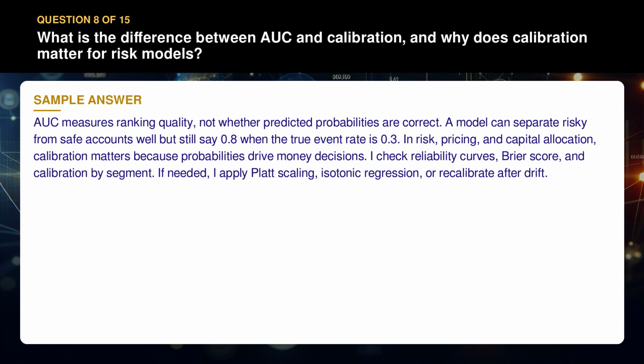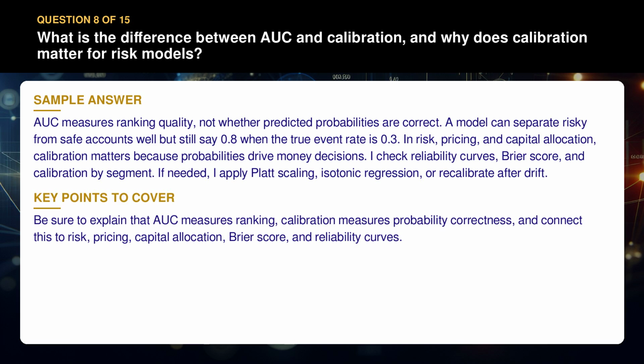In risk, pricing, and capital allocation, calibration matters because probabilities drive money decisions. I check reliability curves, Brier score, and calibration by segment. If needed, I apply Platt scaling, isotonic regression, or recalibrate after drift. Be sure to explain that AUC measures ranking, calibration measures probability correctness, and connect this to risk, pricing, capital allocation, Brier score, and reliability curves.